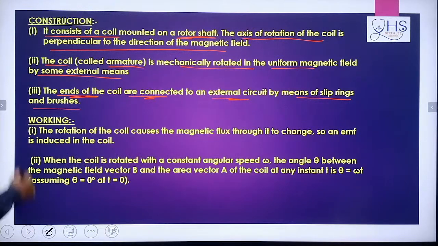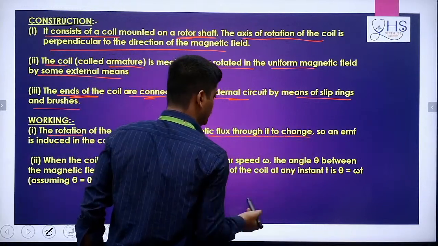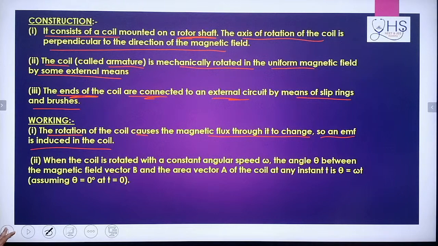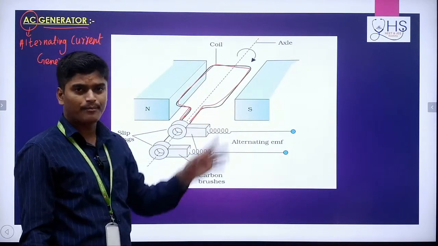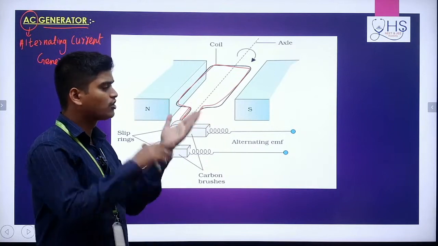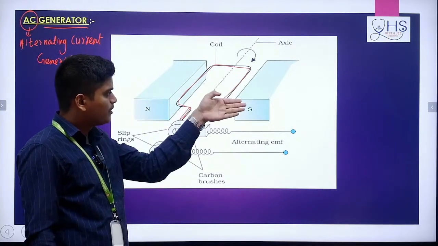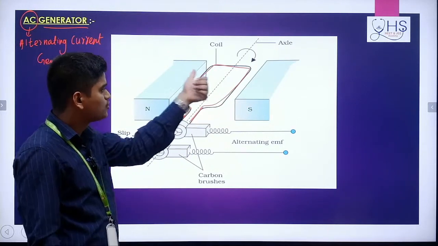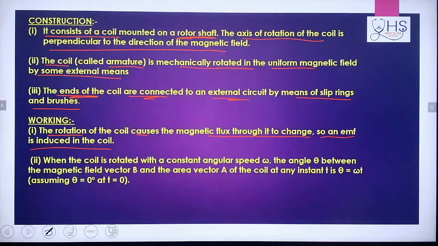Now what is the working here? So construction, three points you can write. Now working: the rotation of the coil causes the magnetic flux through it to change. So an EMF is induced in the coil. That means if this coil is rotating, flux changes will happen definitely, because of the magnetic field. Sometimes parallel to the field, sometimes perpendicular to the field, sometimes at an angle, as I told. So induced EMF will be produced in this coil.